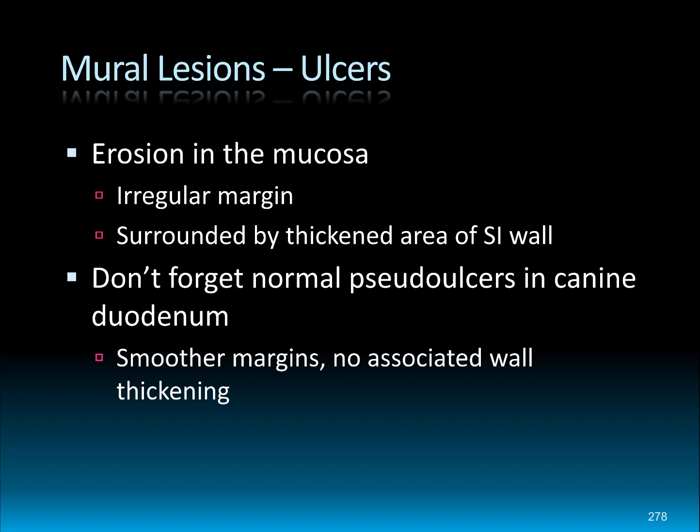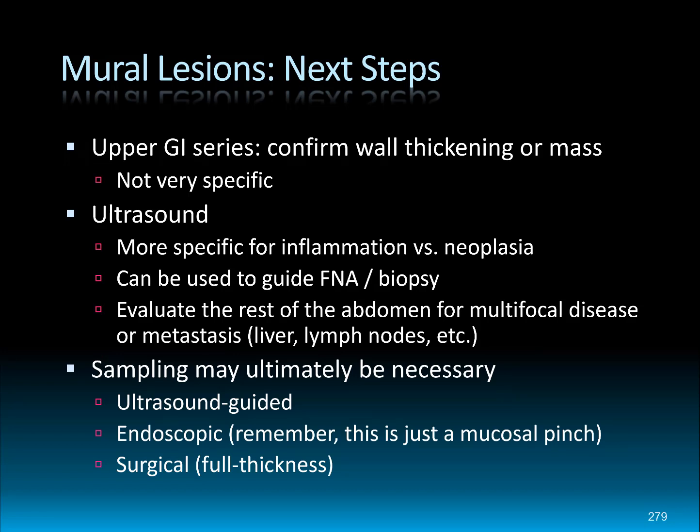Of course, we always have to differentiate these from the normal pseudo-ulcers in the canine duodenum. Those are usually more square in shape, have much smoother margins, and don't have any wall thickening associated with them. So when you see a mural lesion, certainly an upper GI series is your next step if you've done survey radiographs to identify the lesion in the first place.